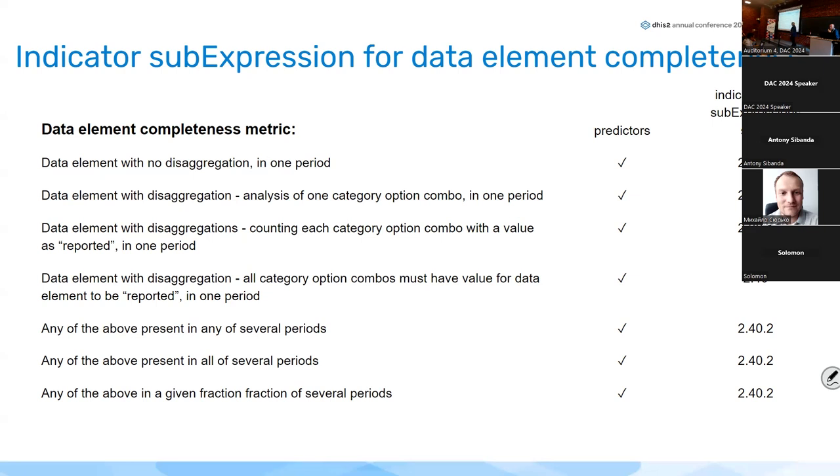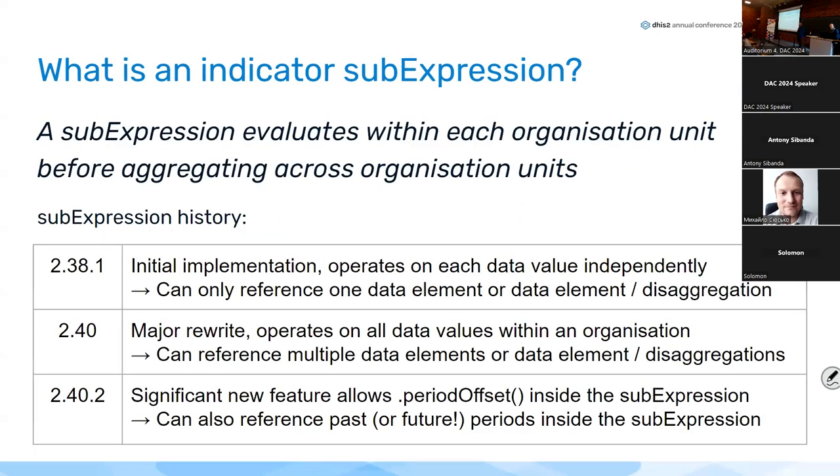So for data value completeness, we're doing pretty well in getting the functionality now moved over into indicators that used to be only possible in program rules. And that's through an indicator function called subexpression. In the next couple of slides, I'll go into more detail on what subexpressions are and what they do.